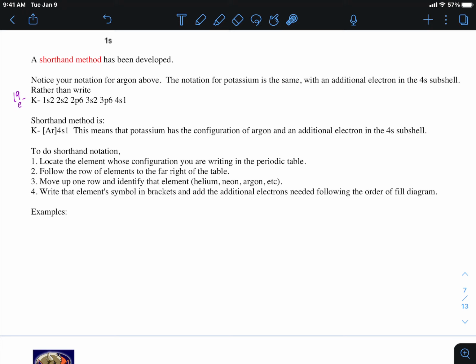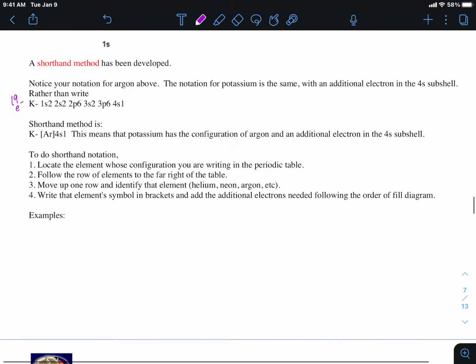Well, as you can imagine, these get really long, especially for elements that are very heavy and towards the bottom of the periodic table. So rather than write all of those, there's a shorthand method. The way you do it is locate the element whose configuration you're writing on the periodic table. In this case, potassium, element number 19. Follow the row of elements to the far right and then move up one row. If you went all the way to the far right from potassium and moved up, you would end up with argon.